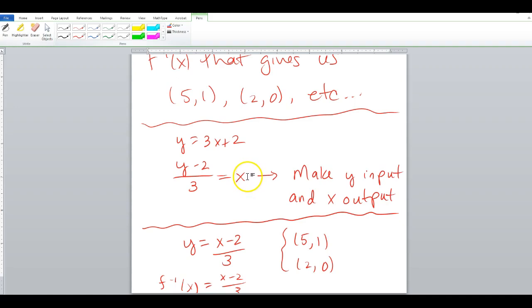In our world, the first coordinate is x and the second coordinate is y, so I'm going to interchange the variable names. Now look at the function (x minus 2) over 3. When we input x equals 5, we get (5 minus 2), which is 3 over 3, which is 1. When we input x equals 2, we get 0. So we found our inverse function, (x minus 2) over 3.